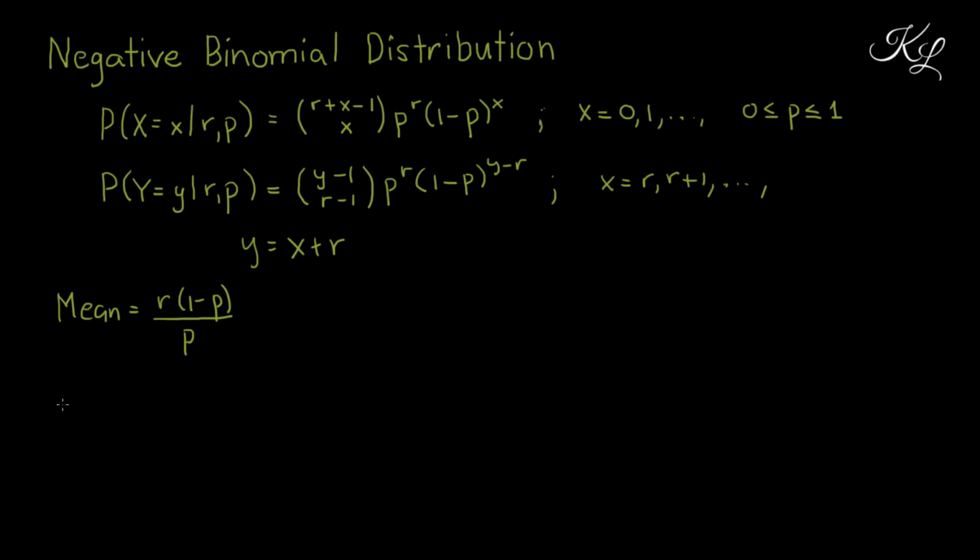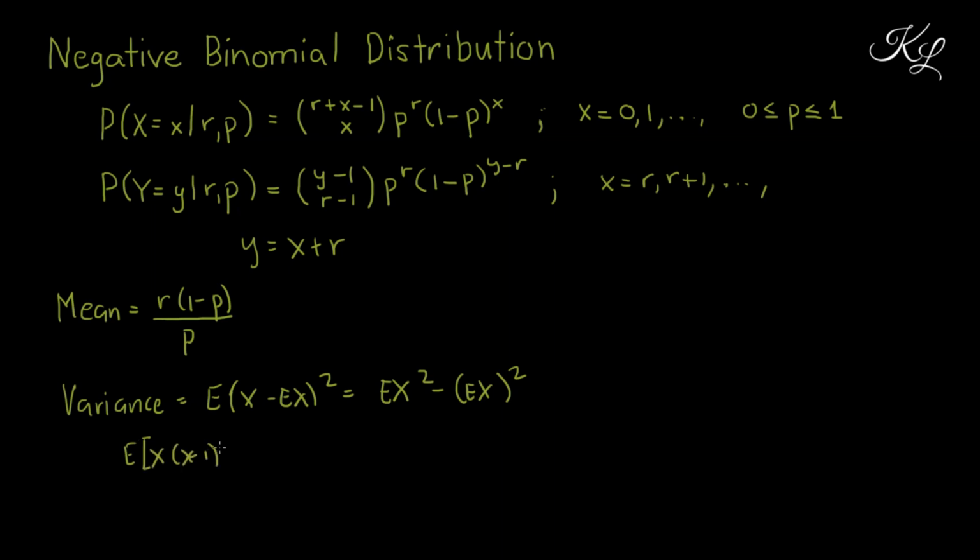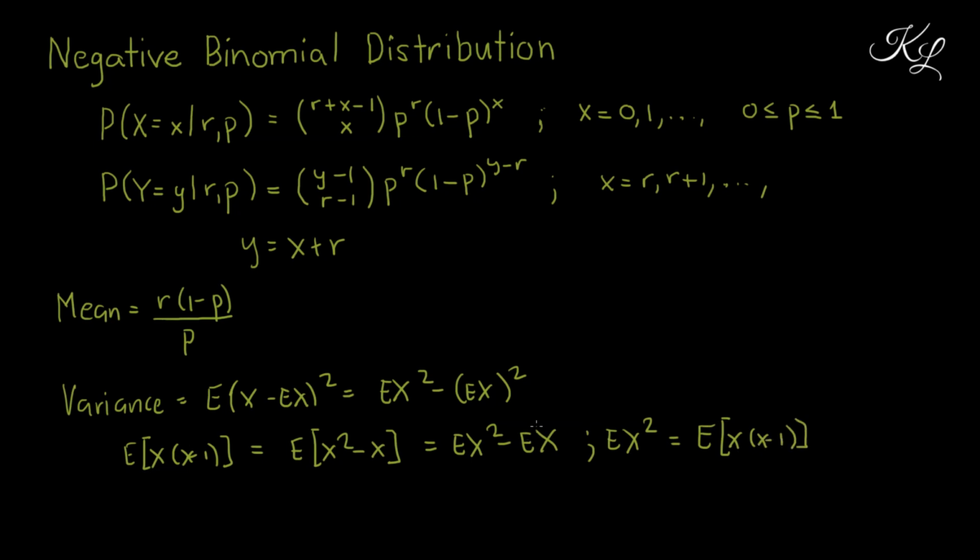We're ready for our derivation of variance. We know the formula for variance. Variance is equal to the expectation of the square of x minus the square of the expectation of x, and this is equal to expectation of x squared minus square of expectation of x. Now we need a formula with the term expectation of x times x minus 1. We can have that if we distribute x with x minus 1, we get expectation of x squared minus x, and this is expectation of x squared minus expectation of x. So for expectation of x squared, this is equal to expectation of x times x minus 1, and we can put this one to the left. But now at the right, we have plus expectation of x.